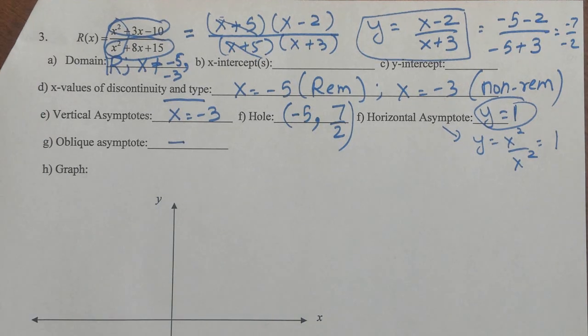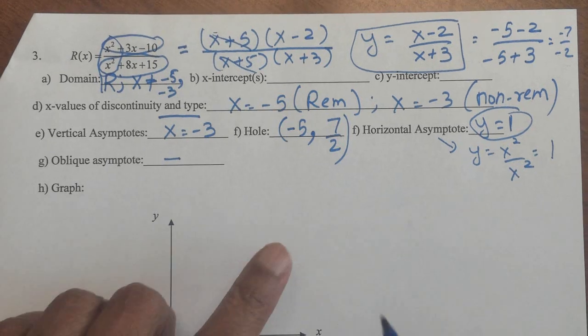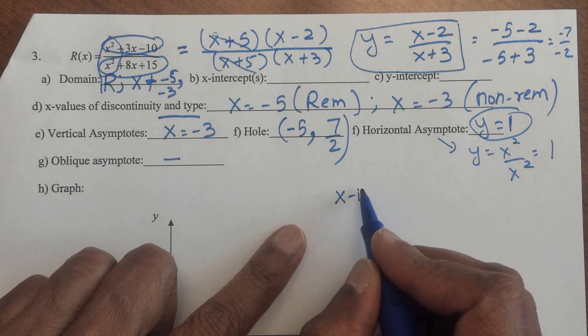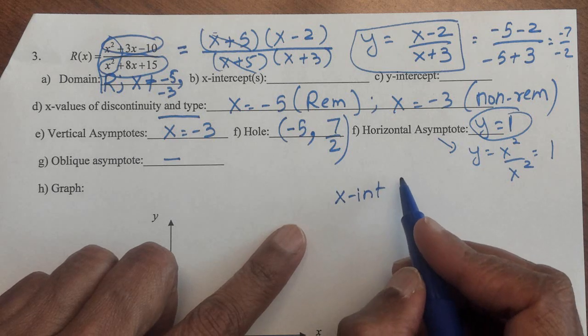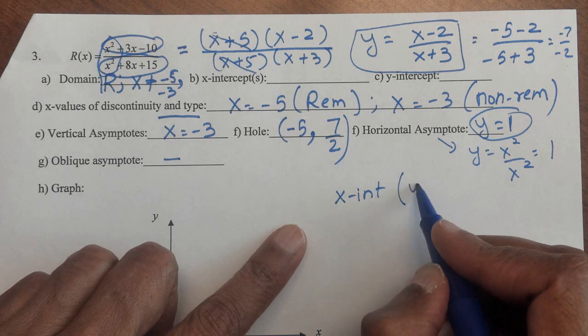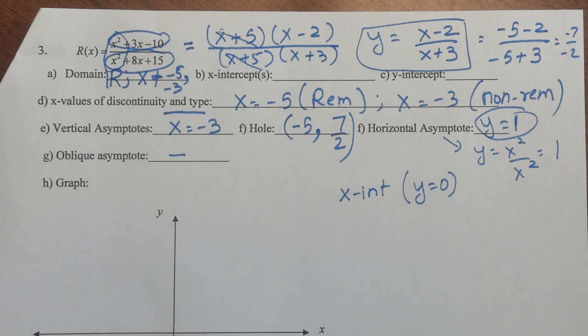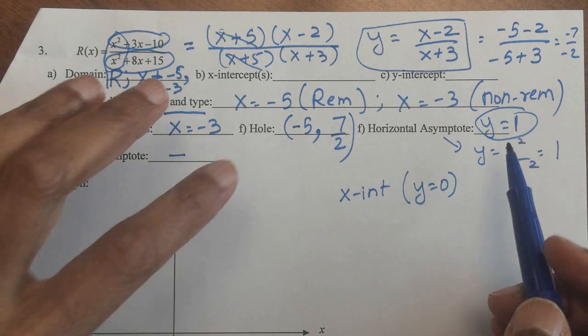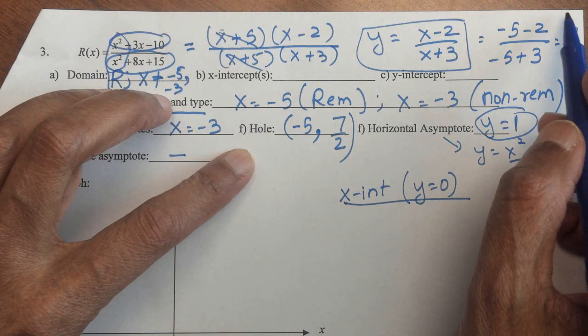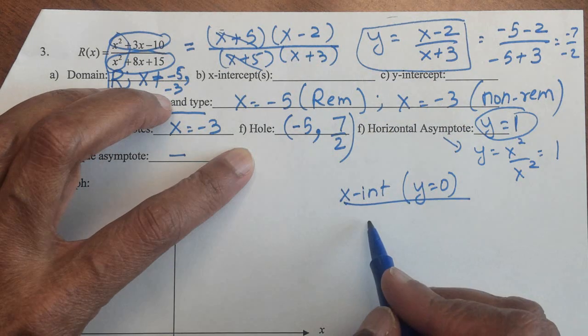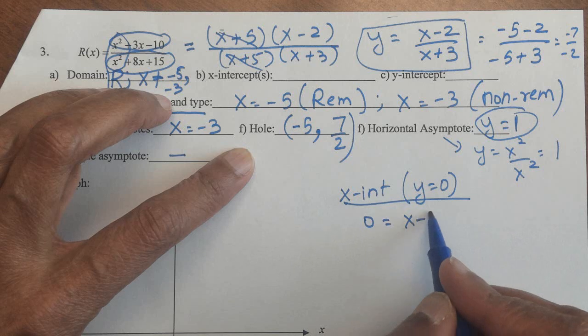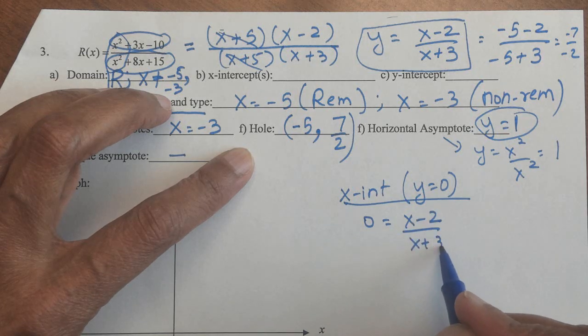Okay, so we've got this far. We have most of the information. We just need the x-intercept and the y-intercept. Remember, whenever you're solving the x-intercept algebraically, doesn't matter which function, you set y to be equal to 0. So let's look at our equation. You're setting y to be 0. 0 equals x minus 2 over x plus 3.